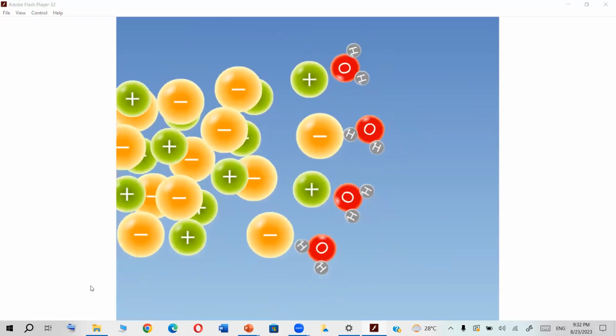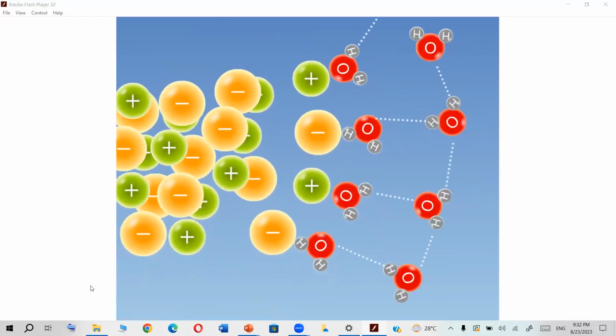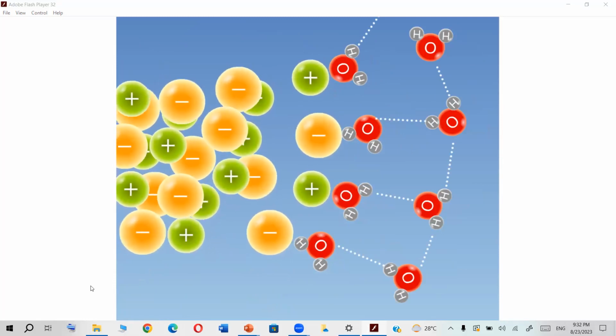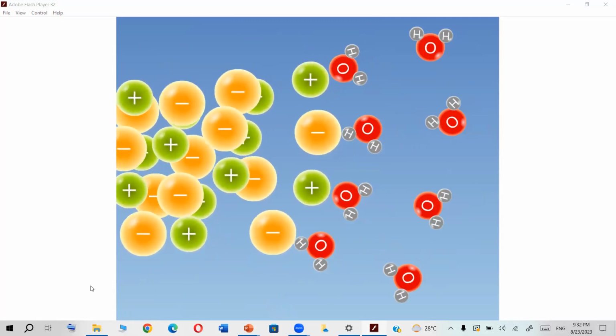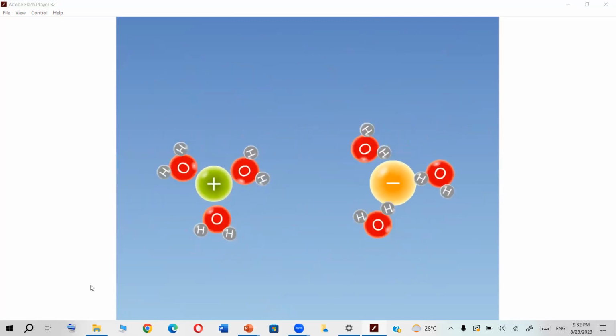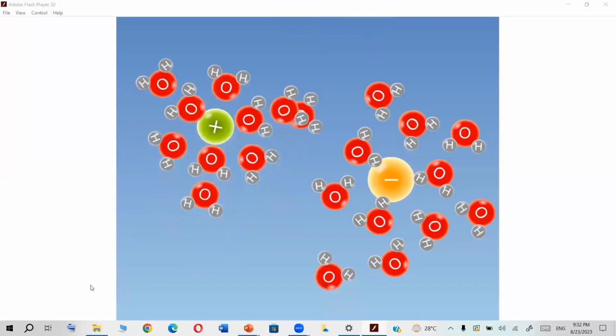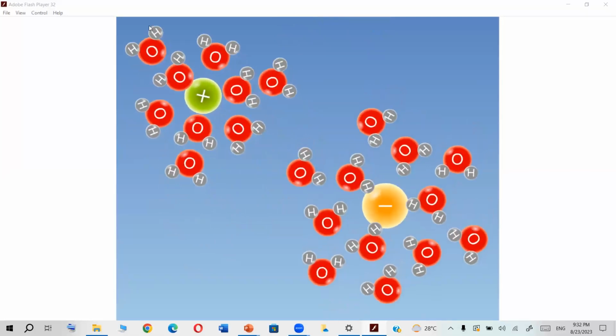At the same time, water molecules at the surface of the crystal are also attracted by other water molecules via hydrogen bonding. As a result, ions leave the crystal lattice and enter the liquid phase. Each of them is surrounded by a number of water molecules arranged in several layers.